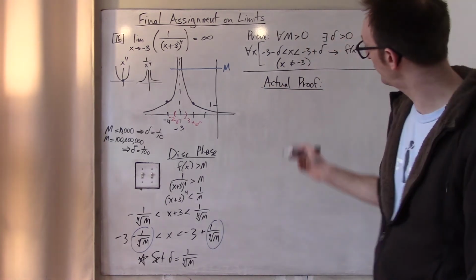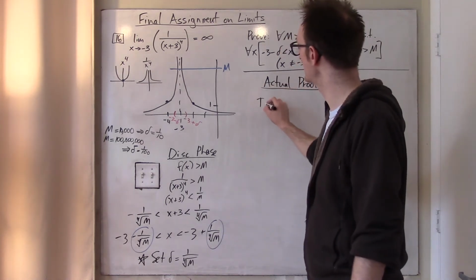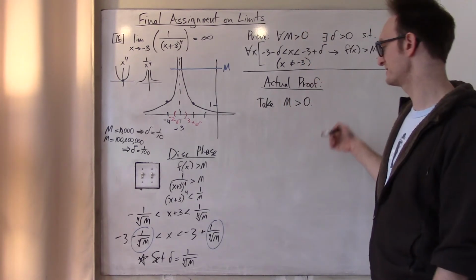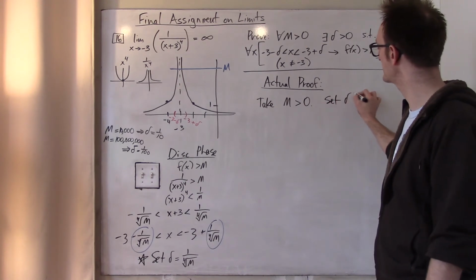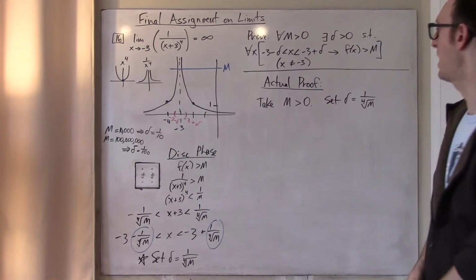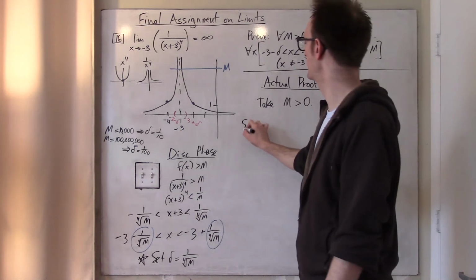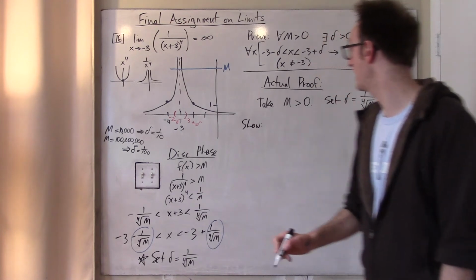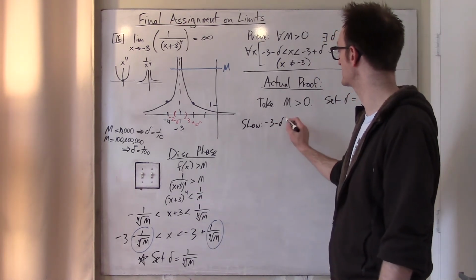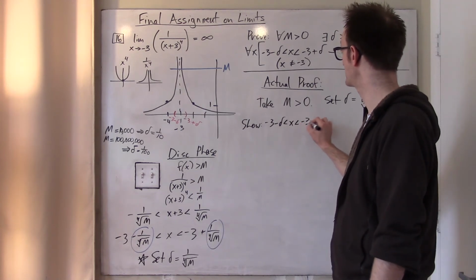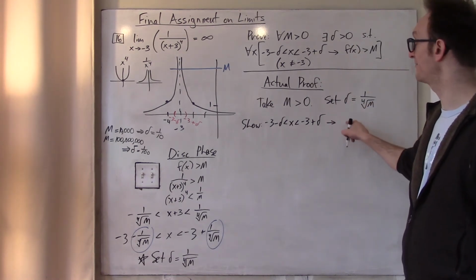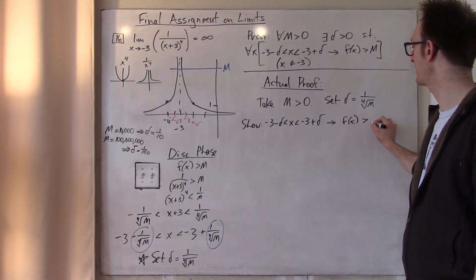When it comes to doing the actual proof, what's going to happen? I'm going to accept a challenge. So take some positive m greater than 0, and immediately I'm going to set my delta to be 1 over the fourth root of m. And now I need to show that it works. I need to show that for any number between negative 3 minus delta and negative 3 plus delta, my function is bigger than m.